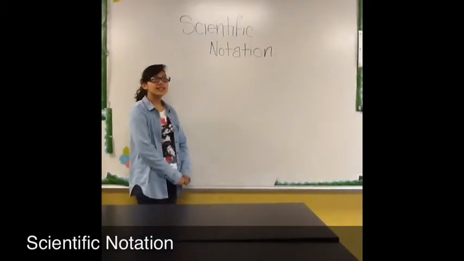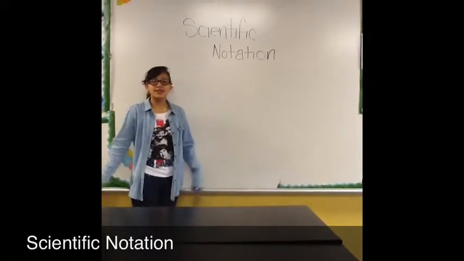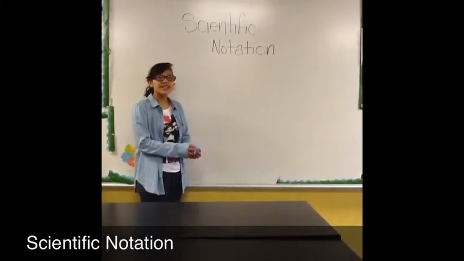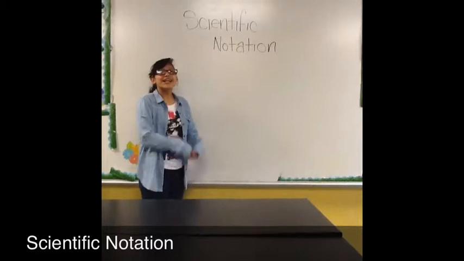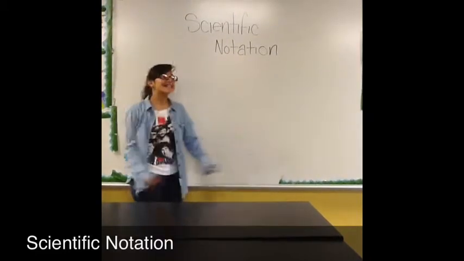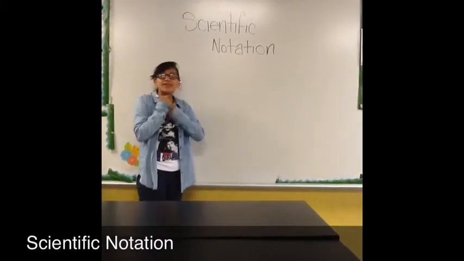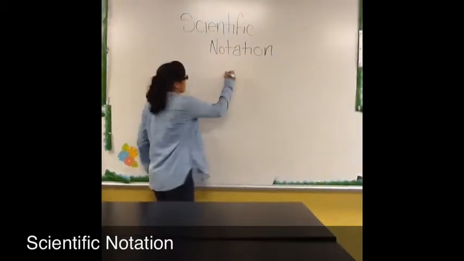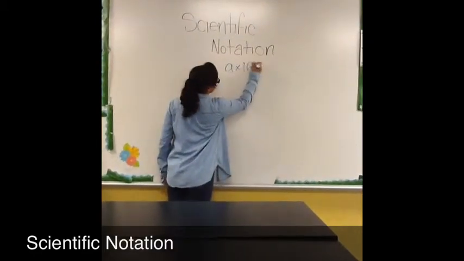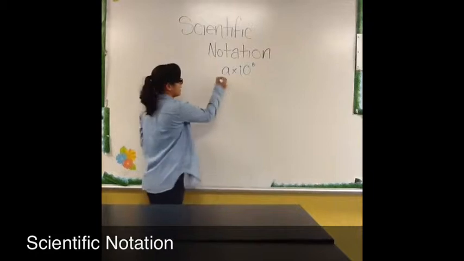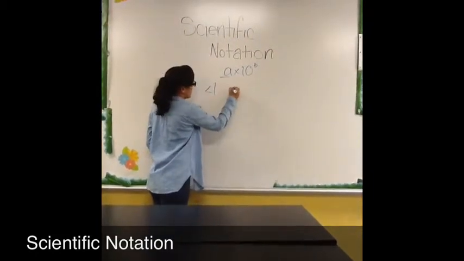Scientific notation is an easy way to write large numbers in a smaller form, in a way that they are easy to read and write. It's just like magic. Scientific notation is expressed as A times 10 to the power of B, where variable A must be greater than 1 and less than 10.